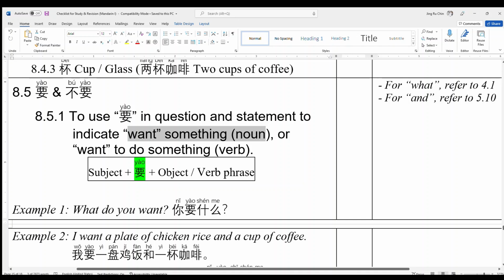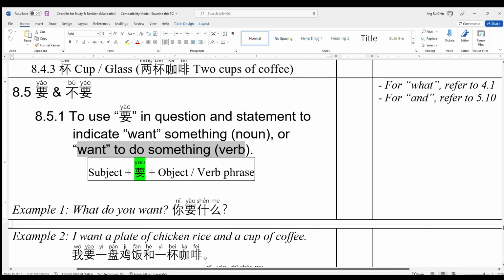Or you can use want to express your intention to do something. This one is related to a verb, right? Your action, your activity. I want to sleep, I want to eat, I want to drink, I want to do homework, I want to go to Mandarin class. You see, all these are verbs, actions.